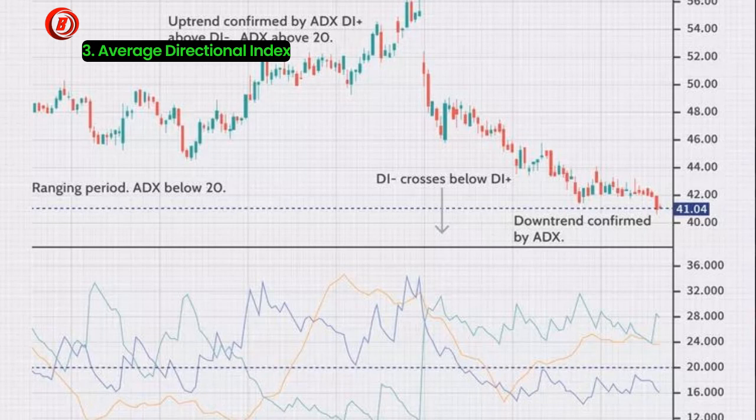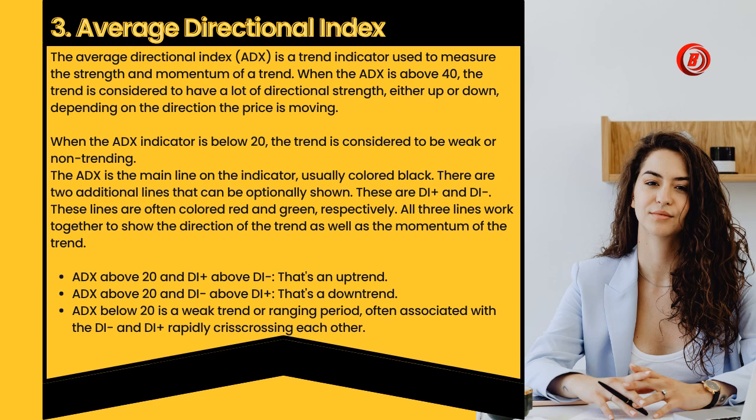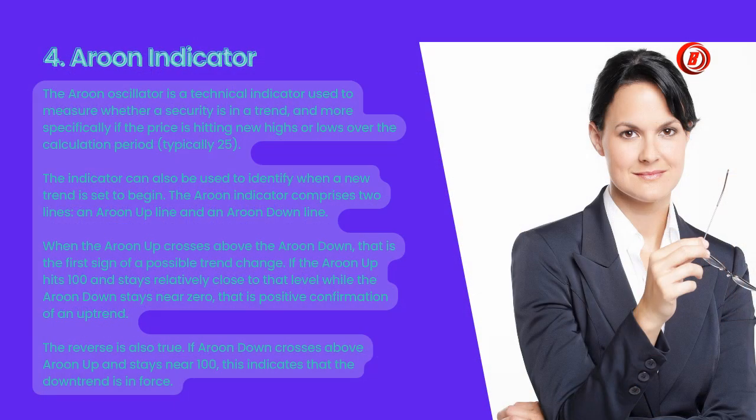ADX above 20 and D+ above D-: that's an uptrend. ADX above 20 and D- above D+: that's a downtrend. ADX below 20 is a weak trend or ranging period, often associated with the D- and D+ rapidly crisscrossing each other.